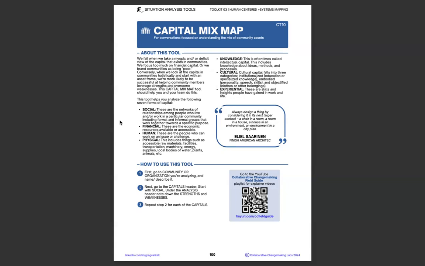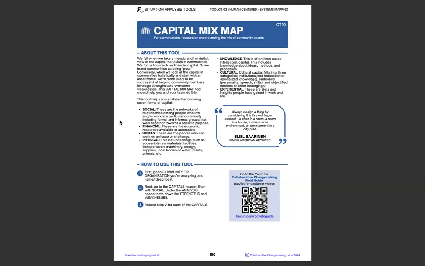This tool helps you analyze the following 7 forms of capital. Social, I put that at the top because that is typically the most powerful. These are the networks of relationships among people who live and or work in a particular community, including formal and informal groups that work together towards a specific purpose. Financial, these are the economic resources available or accessible. Human, these are the people who can work on an issue or challenge. Human capital, all the people in a community.